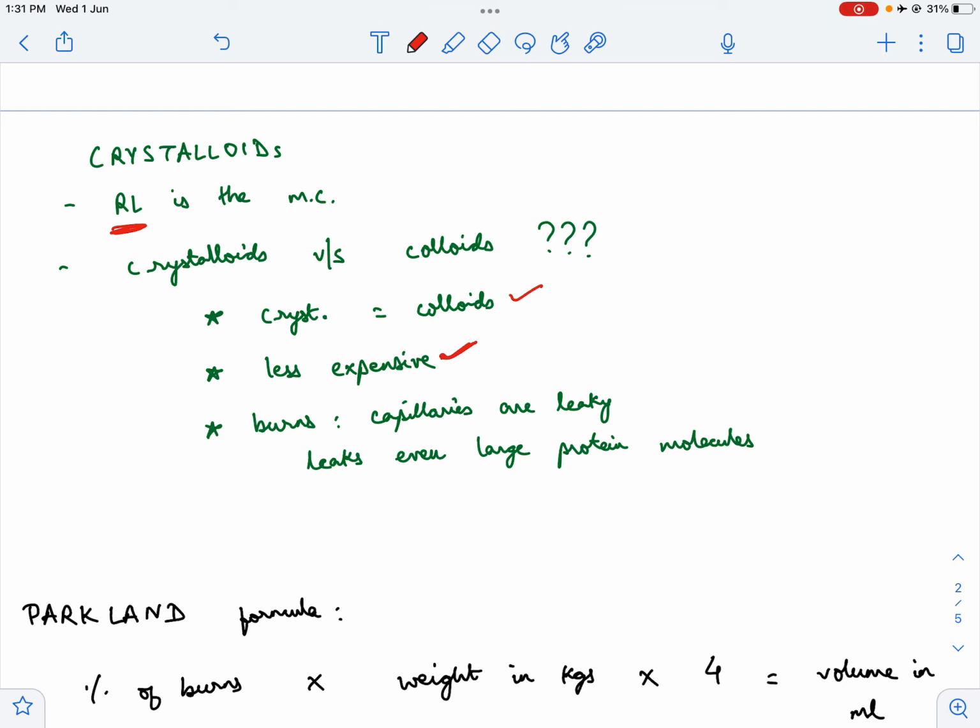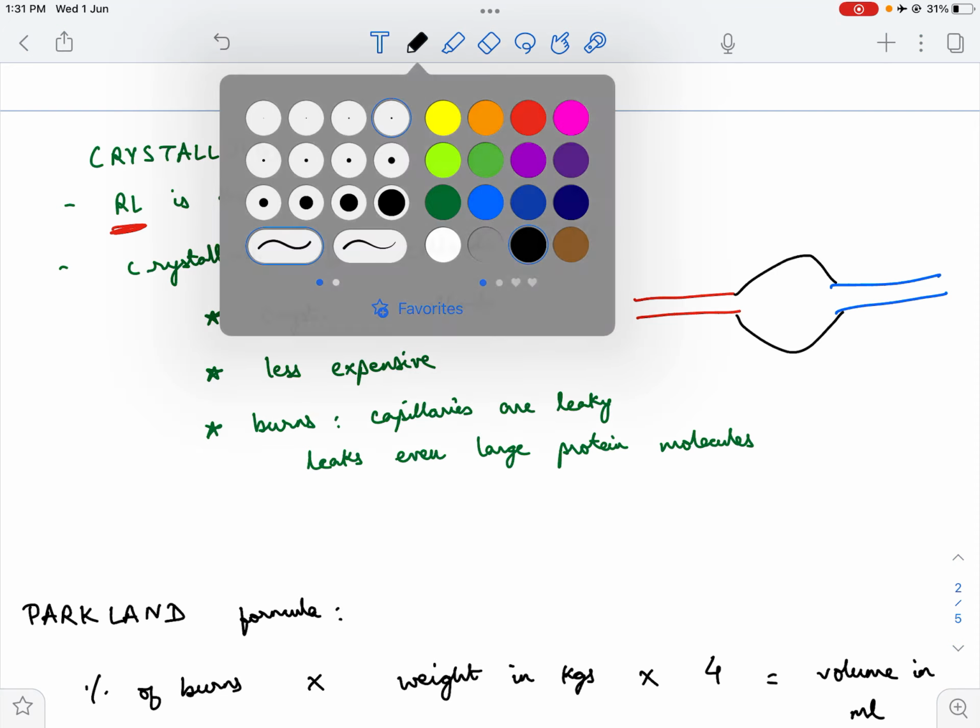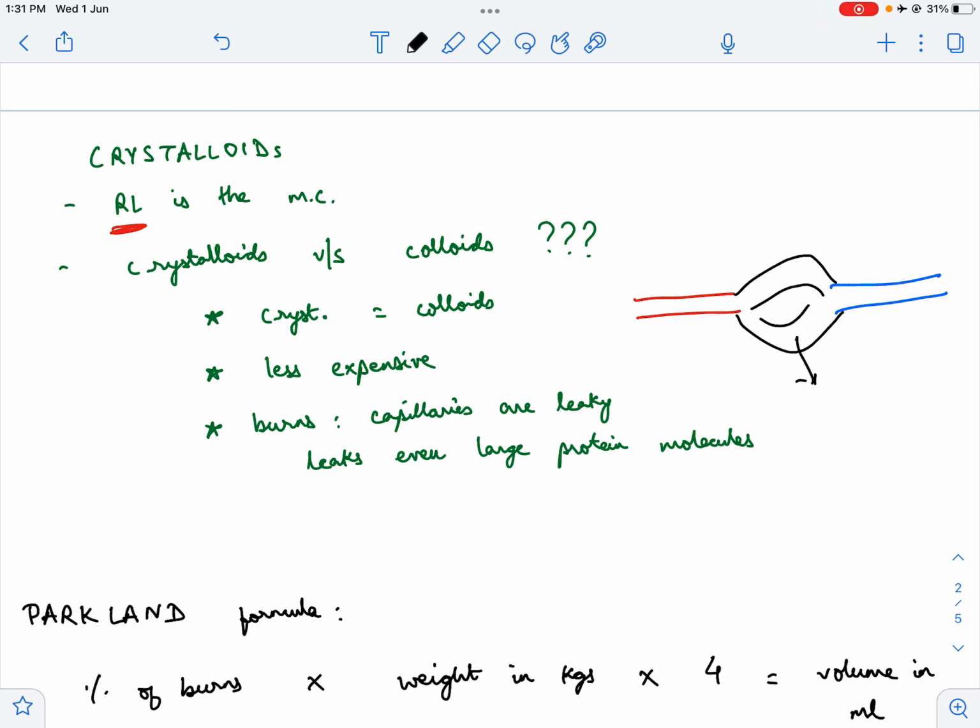Another thing that you have to keep in mind is, so now these are arteries, these are arterioles. I'm sorry, I'll draw a fresh diagram. This is an artery. These are the capillaries, and these are the venules and the veins. Now what happens in burns is these capillaries become very leaky. So even if you were to give colloids, the albumin molecules would leak out. So it would serve no purpose. That is why crystalloids are preferred over colloids.